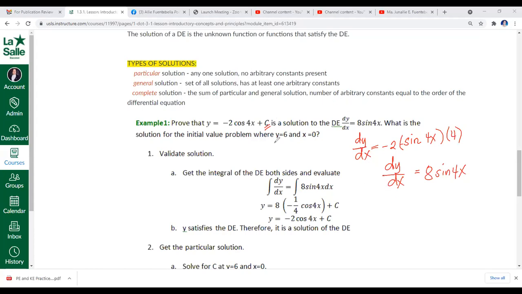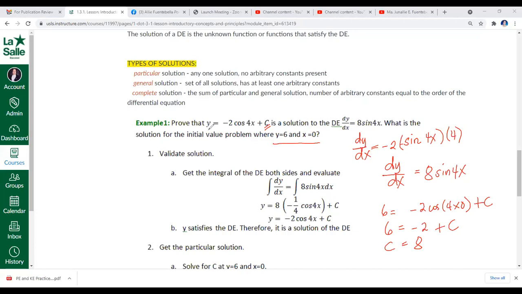So I'll use this condition that y is equal to 6. I will substitute 6 for the y. So 6 is equal to negative 2 cosine of 4 times 0 plus c. So this is 6 being equal to, since the cosine of 0 is 1, negative 2 plus c. So c then is equal to 8.